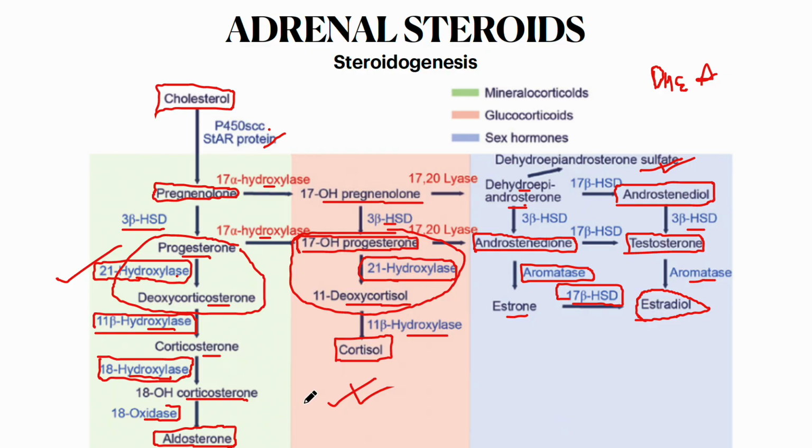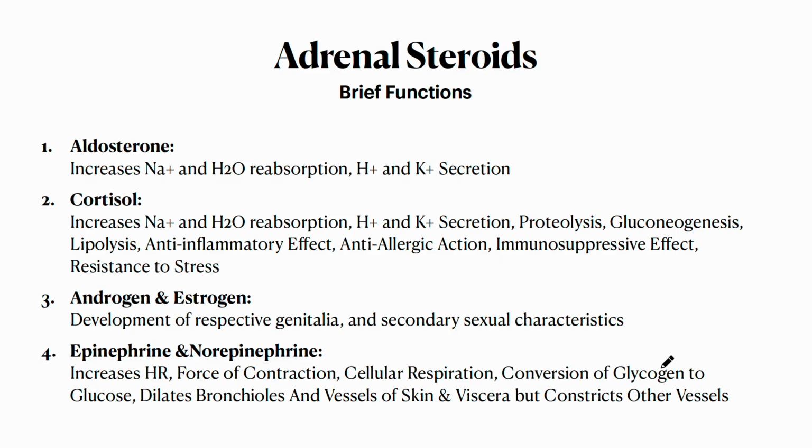So that is synthesis here. We have formed aldosterone, cortisol, testosterone, and estradiol or estriol. It will get converted into estriol too, right? So let's go. Brief functions of adrenal steroids are that aldosterone increases the secretion and reabsorption of Na+, and along with H2O, wherever there is Na+, there is H2O reabsorption, and also H+ and potassium secretion is the function of aldosterone.